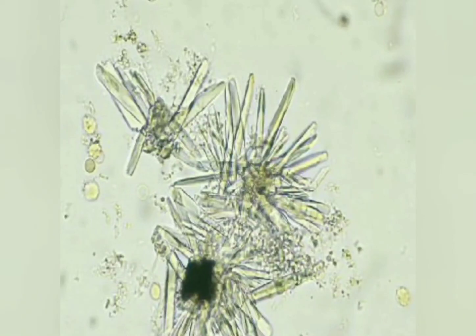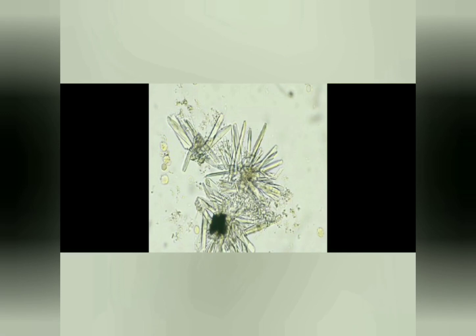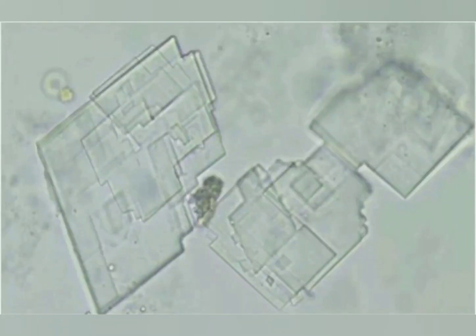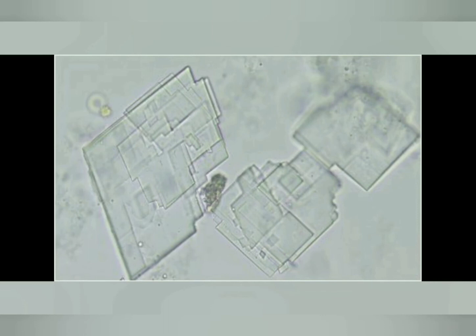Now we will teach about calcium phosphate crystals in urine. The structure of calcium phosphate crystals in urine: they are needle shaped, star shaped, colorless. You can see in this picture, friends. Causes of calcium phosphate crystals in urine are hypoparathyroidism.